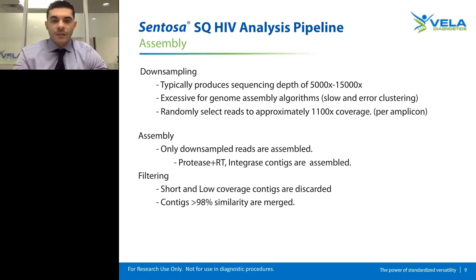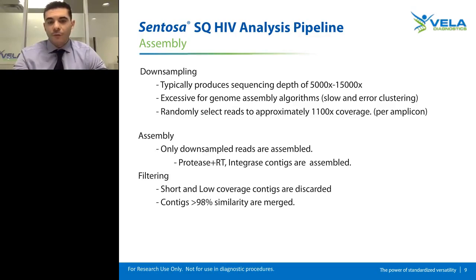Our sequencing typically produces about 5,000 to 15,000X coverage. If we were to use all of those reads for the assembler, it would be a very slow process and actually introduce errors. So what we do is we downsample to about 1,100X coverage for each region we're doing. Only the downsampled reads are assembled into the contig, and we generate two contigs, one for the protease and RT, and one for the integrase itself.